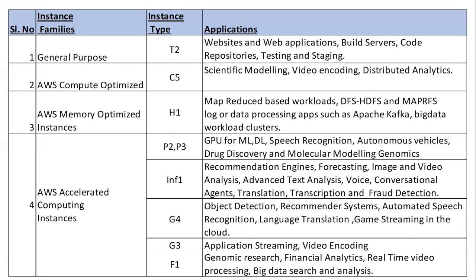So for deep learning, image processing and such things, you might want to use P2, P3. If you are working on a recommendation engine, please use Inf1. And for object detection, recommendation systems again, or automated speech recognition, you can use G4. For video encoding, please use G3. And for genomic research, financial analytics, credit risk analysis, fraud detection and such things, you can use F1.